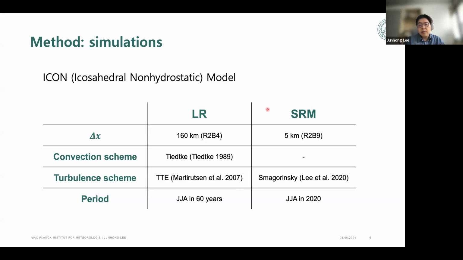For the second simulation, I named it SRM here. I ran it at 5 kilometer without convective parameterization, and with the Smagorinsky turbulence scheme that I implemented before. And at that time, due to computational resources, I ran it for a year, and I take JJA, boreal summer, as well.